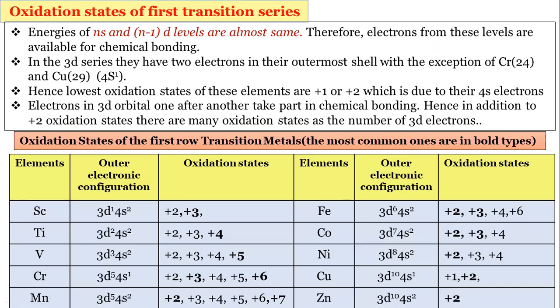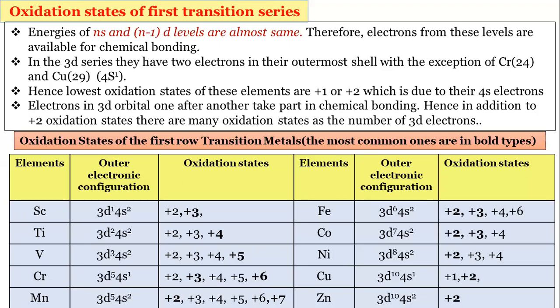We can see the table given below. Before this table, you must know the outer electronic configuration of the 3d series only, because we are discussing the 3d series only, that is from scandium to zinc. Scandium is 3d1 4s2, titanium 3d2, then vanadium 3d3, chromium 4, manganese 5, iron 6, cobalt 7, nickel 8, copper 9, and zinc 10.